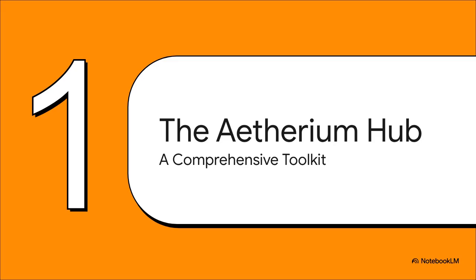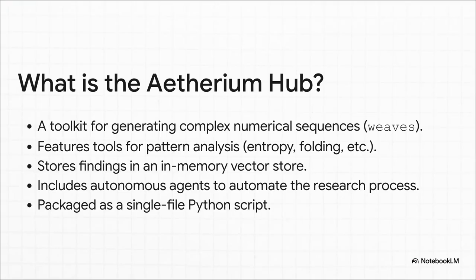All right, so let's start with the 10,000-foot view. What exactly is this Ethereum Hub? In a nutshell, it's like a whole digital laboratory packed into a single file. Seriously, it's built to generate these complex streams of numbers, then turn around and analyze them for hidden patterns, store what it learns in a searchable memory, and, get this, it even has these little autonomous agents that can automate the whole research cycle. It's an incredibly powerful system, all wrapped up in one script.